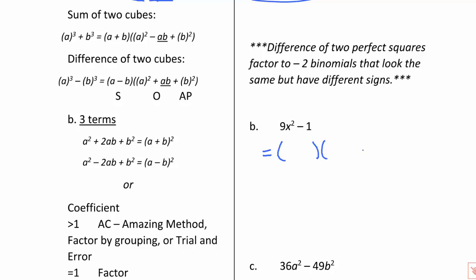Two sets of parentheses again. The square root of 9 is 3. The square root of x squared is x. The square root of 1 is 1. Minus sign in between. There you go. 3x plus 1 cannot be factored, and 3x minus 1 cannot be factored. Therefore, this is the factorization of 9x squared minus 1.